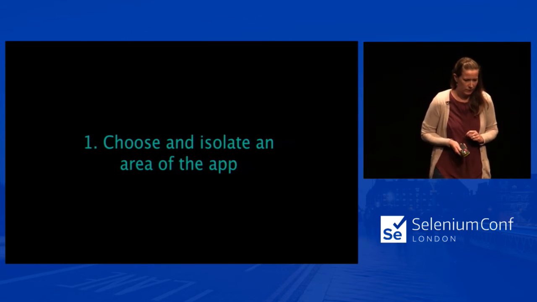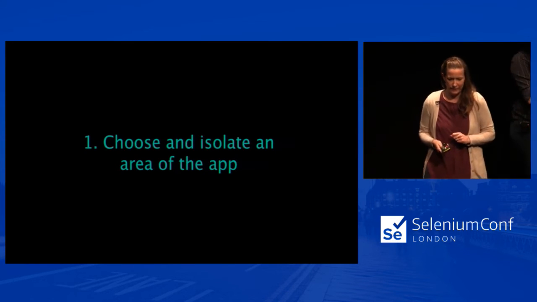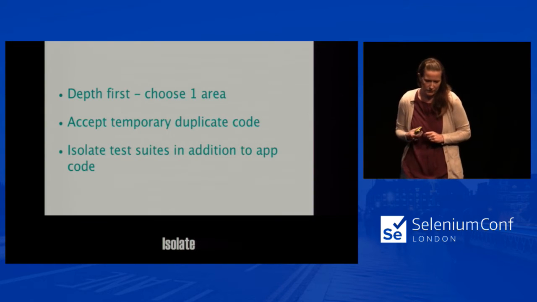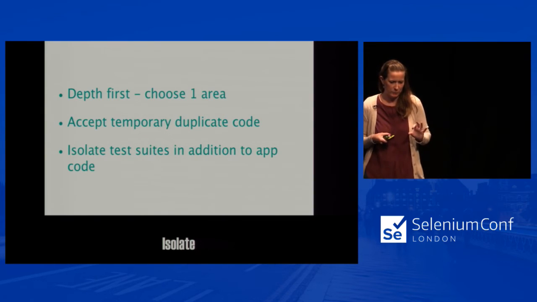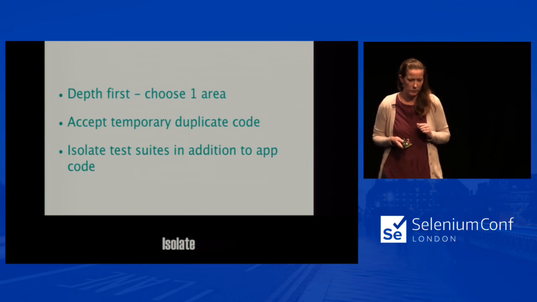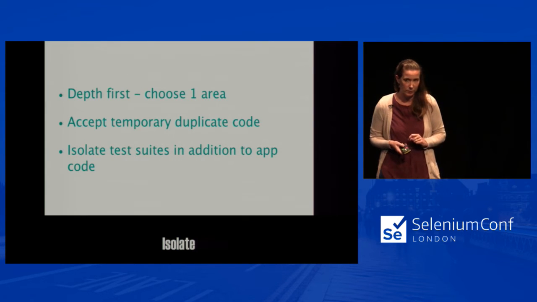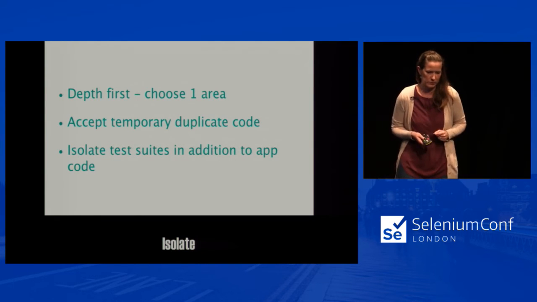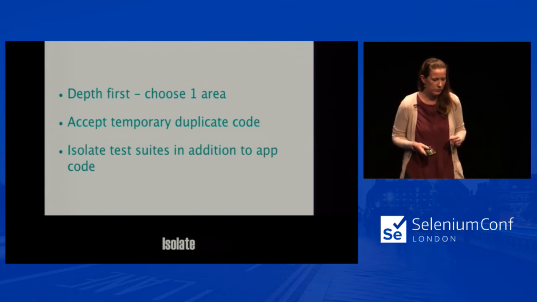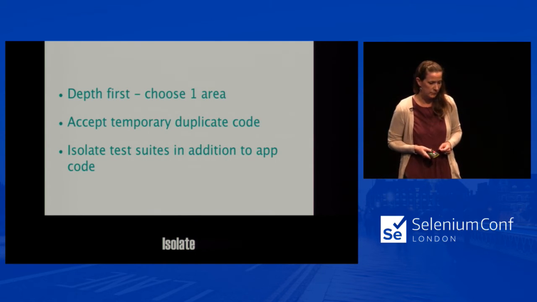So first, we're going to choose and isolate an area of the app. You want to do this as opposed to a breadth-first approach. This will allow you to demonstrate how all levels of refactoring contribute to the well-being of your app. And you'll end up with a clean example for moving on to the rest of the app. You can start with a simple one if you need to move quickly, or you can choose to start with the most complex one and aim to address all categories of performance.